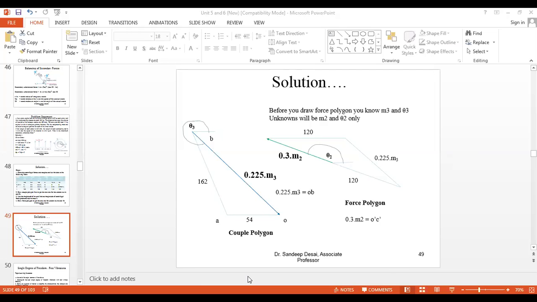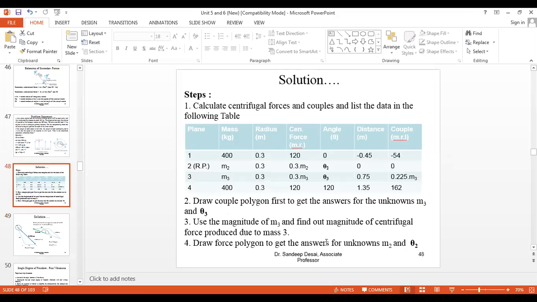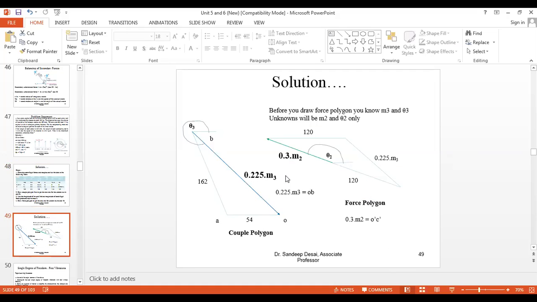Okay, right. So you close this, and this is the closing side. This closing side is OB, but in the table it is equal to 0.225 m3. So equate 0.225 m3 to OB. You will get some value for OB. OB is the vector magnitude. If you put the OB value after measurement, after multiplying with the scale factor, and compare it with 0.225 m3 on the other side, you will get the value of m3.